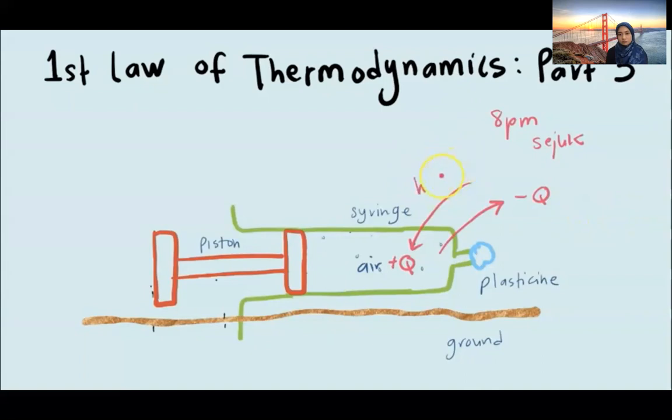Let me write that, absorb. And when heat is released, it is negative Q. Negative Q by the system. Okay, so this guy is the system. Okay, so why did I explain about Abu, about this range? Because I want to introduce to you the first law of thermodynamics.